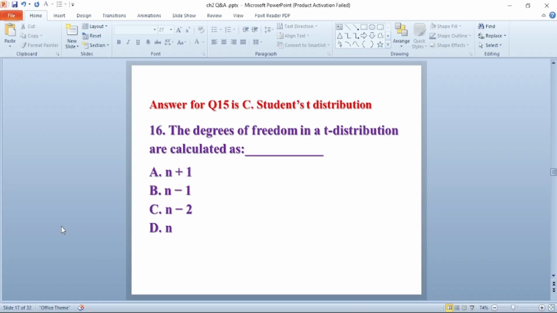Question number 16. The degrees of freedom in the t distribution are calculated as dash. A. Degrees of freedom equal to n plus 1. B. Degrees of freedom equal to n minus 1. C. Degrees of freedom equal to n minus 2. D. Degrees of freedom equal to n. The answer for this question is B. n minus 1.